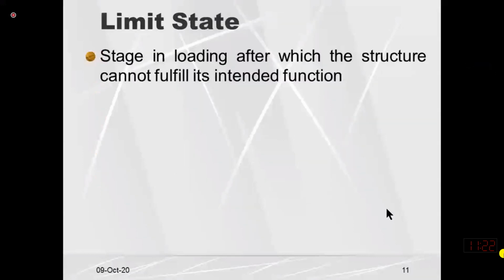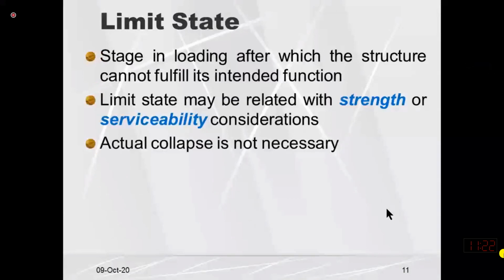Okay, now what are the different design methods? There are different design methods. Number one is called the limit state. Limit state means that we want to put a certain limit on a certain criteria. The stage in loading after which the structure cannot fulfill its intended function, the structure is assumed to fail in limit state. Again, I would like to give a simple example, the glass.